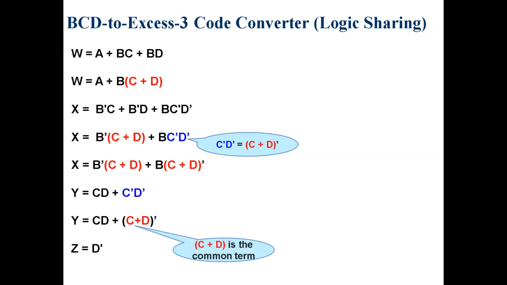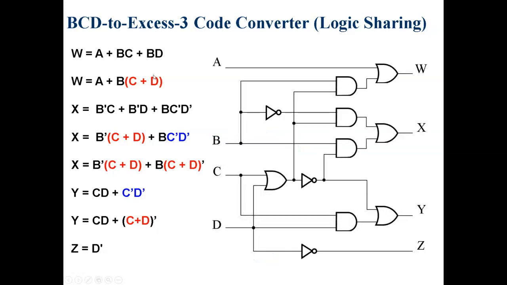And can you see here? C plus D is the common term in Y. C plus D is also the common term in X, and C plus D is also the common term in W. So now this approach is called, please remember, which approach? Can you tell me which approach is this?